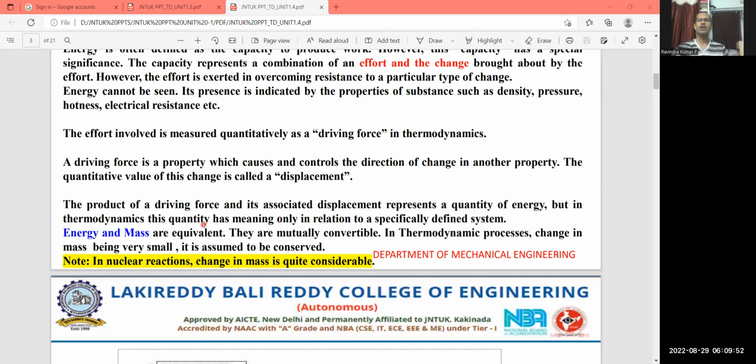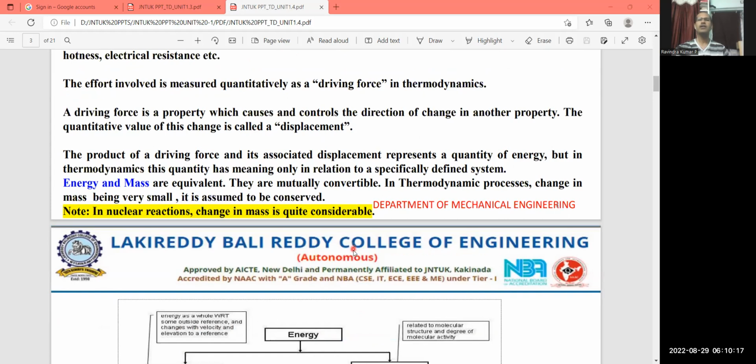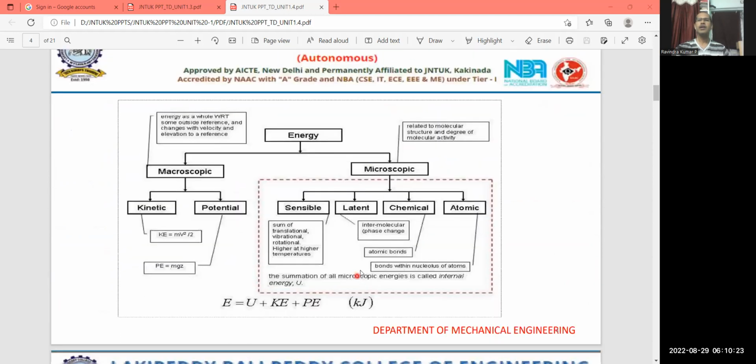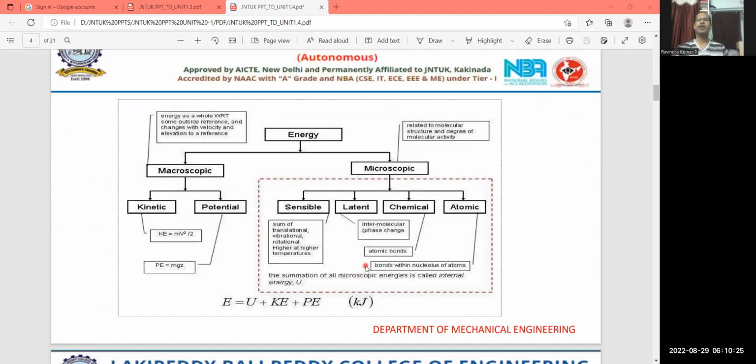But in thermodynamics, this quantity has a meaning only in relation to a specifically defined system. Most of the time, energy and mass are equivalent and mutually convertible. But in thermodynamics, the change in mass being very small, it is assumed to be conserved. But in nuclear reactions, the change in mass is quite considerable, and we have to consider the change in mass in thermodynamic calculation. Now, energy can be classified as microscopic energy and macroscopic energy.